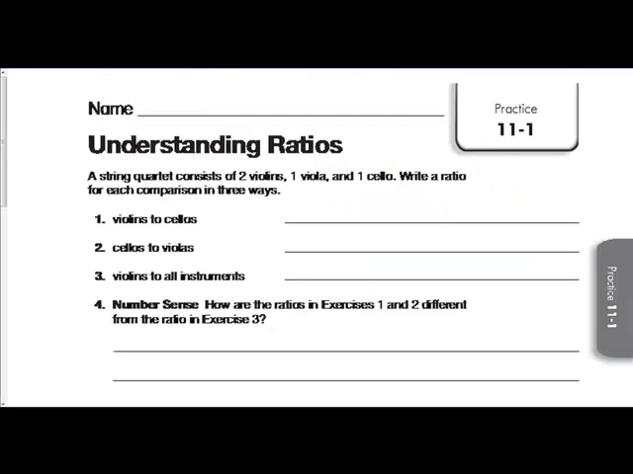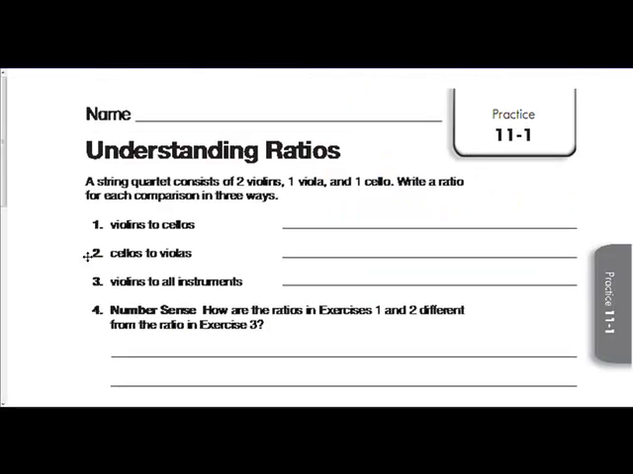So let's look at a problem from the homework. We're going to look at problem number 2 here, where they are asking us to compare cellos to violas. So I will write cellos, and I will write violas. I'm writing them in this order because that's the order they're asking them to compare. They're not asking us to compare violas to cellos. They're asking us to compare cellos to violas. So cellos comes first, violas comes second, just like it is right here. This one's the first one, this one's the second one.